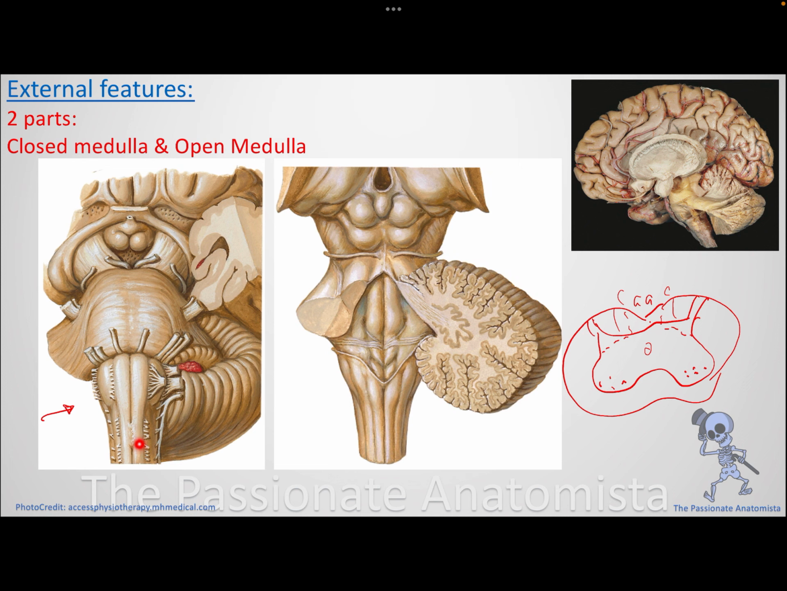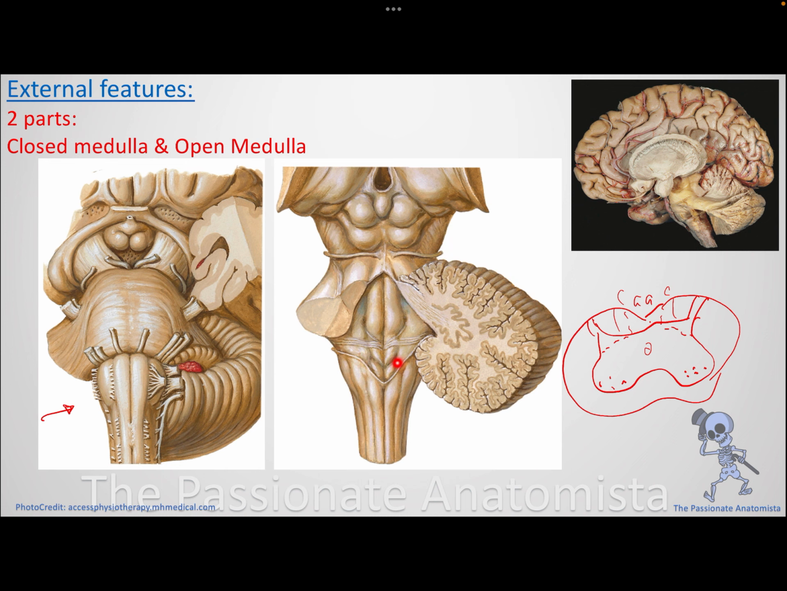Okay. Now, if we go up here, we have the open part of the medulla. And the open part of the medulla is open because it makes the floor of the fourth ventricle, and it's closed by the cerebellum. So here we have a rhomboid fossa because it's rhomboid in shape. The lower part is made by the medulla, and the upper part is made by the pons. And we're going to talk about the pons later on.